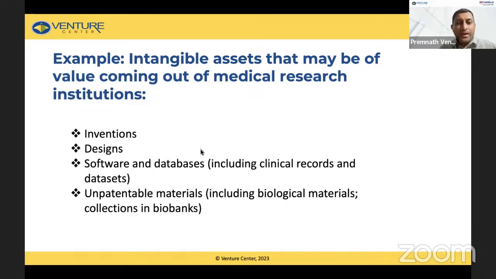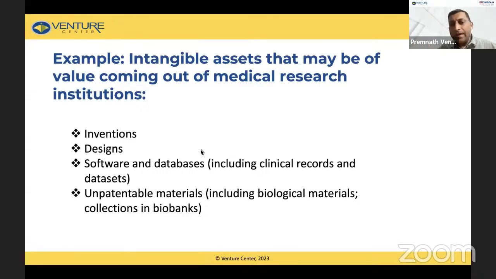There could be software, say, for example, something which you use to process data and make sense out of it. It could be an algorithm converted into a software. Or you could have databases, for example, clinical records, data sets, and so on and so forth. And you could also have some unpatentable materials like biological materials, collections, and biobanks, and so on, various different collections of different kinds. So these are all intangible assets coming out of different institutions.